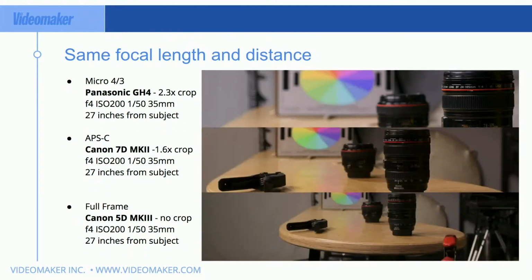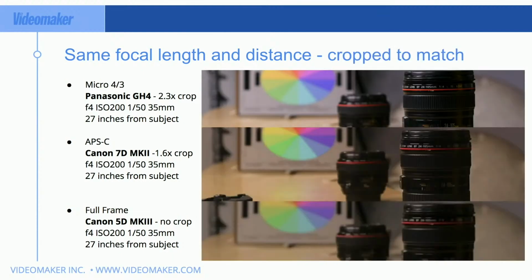But then if we look at this here, same focal length and distance. So the camera is the same distance from the subject. They all have the same settings, same 35 millimeter setting on their camera, but they all have different crops. And you can see the amount of what you see is very, very different, right? It looks like a really wide shot there on the bottom, but a really tight shot there on the Micro Four Thirds. So these are in essence the same, and they all have the same amount of depth of field.